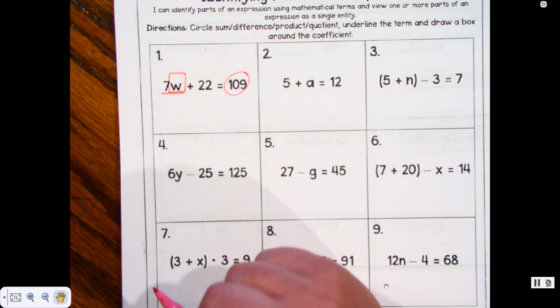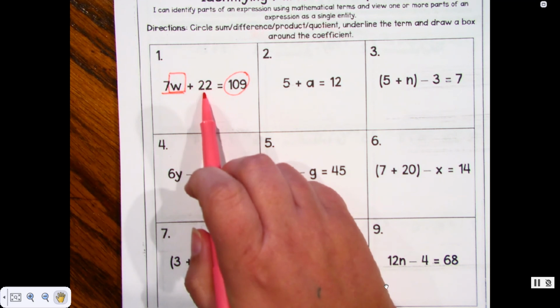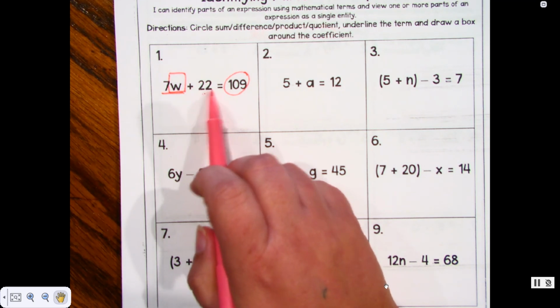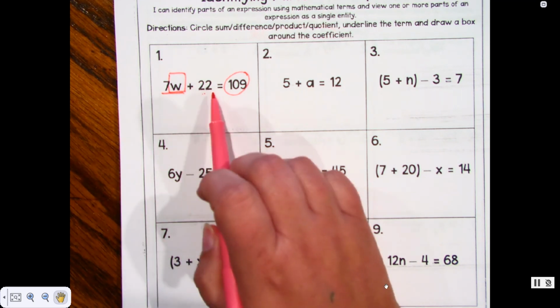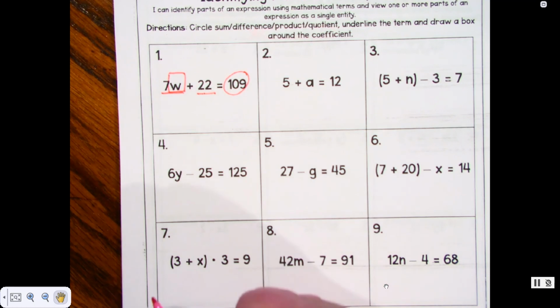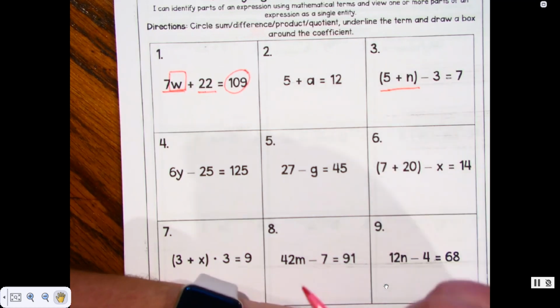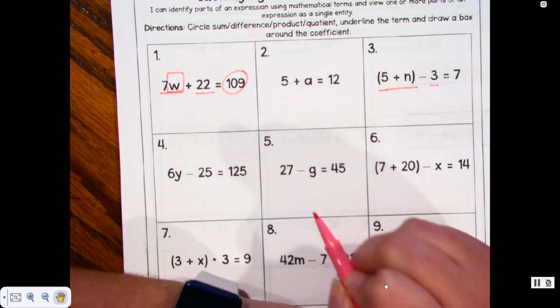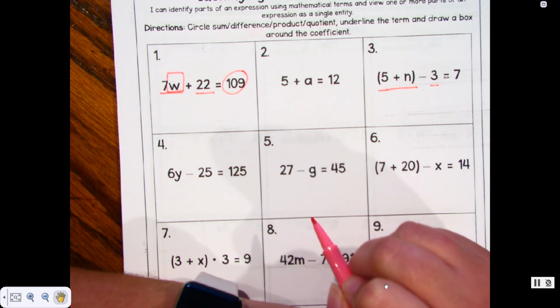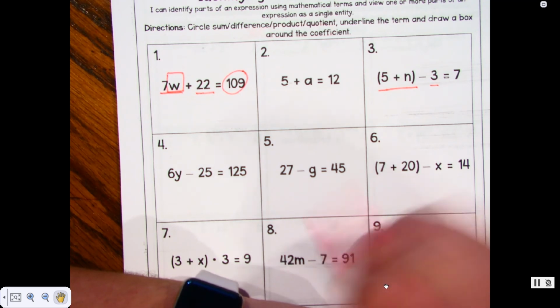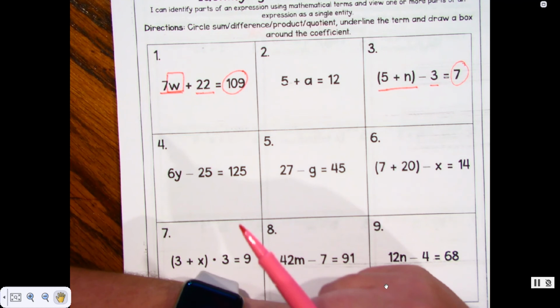This is a separate term. Okay, so I'm putting an underline under it. In the parentheses ones, this is considered one term. This is considered one term. Okay. And then obviously that's my answer there.